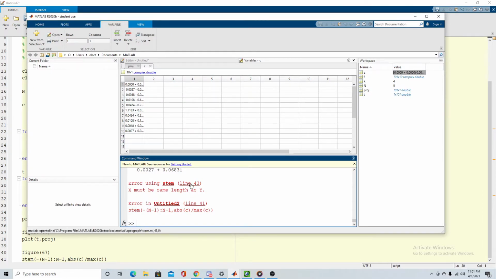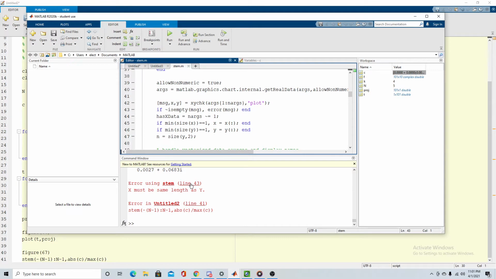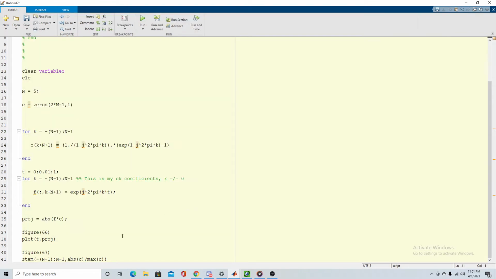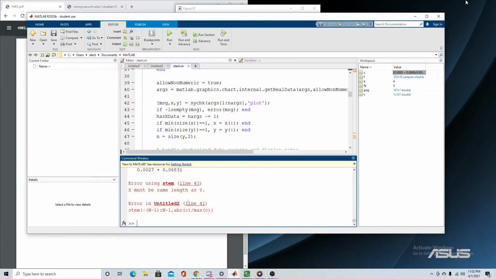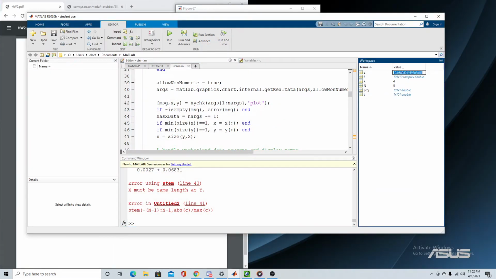X must be the same length as Y. Okay, it's saying something. It doesn't like this. So what is this? That's 4 minus 4 to 4. That's 8 plus 1, that's 9. That means C has to be a 9 element matrix. Let's hover here. 10.